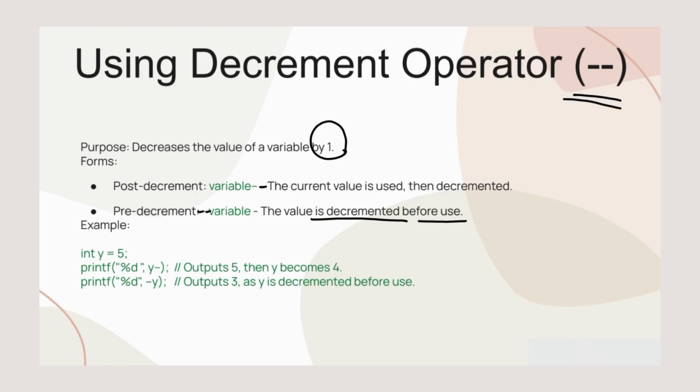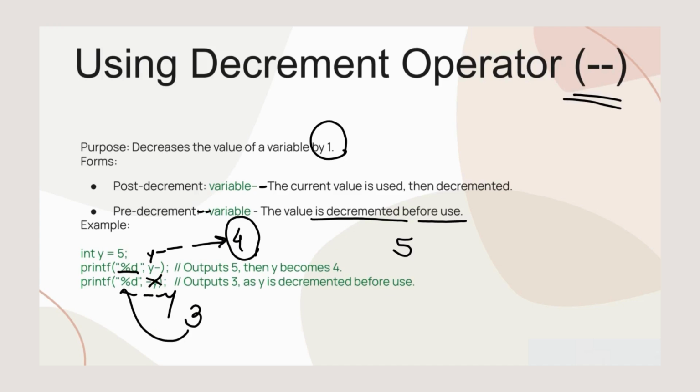Let us see again with a simple example. I have y as an integer variable with the value 5. If I am saying y minus minus, then in this case the value of y is first printed, which will be 5 on the output screen. And then the value of y is decremented, which is now 4. In the next statement, if I say minus minus y, the y was previously decremented by 1, and now again it is decremented by 1, becoming 3. So 3 is printed on the screen. This is how post and pre-decrementing can be done using the decrement operator.